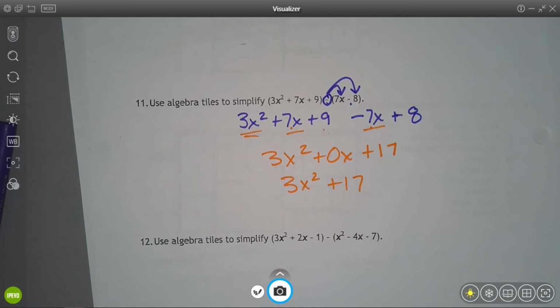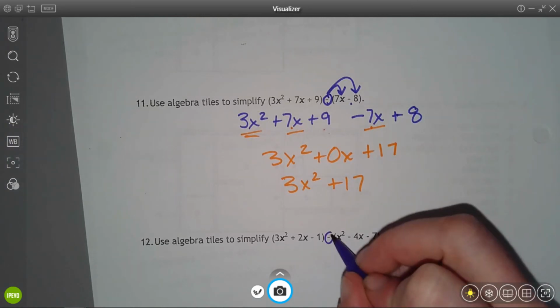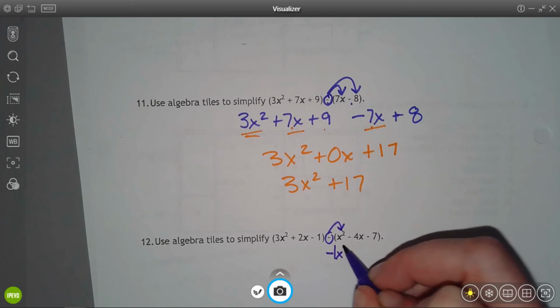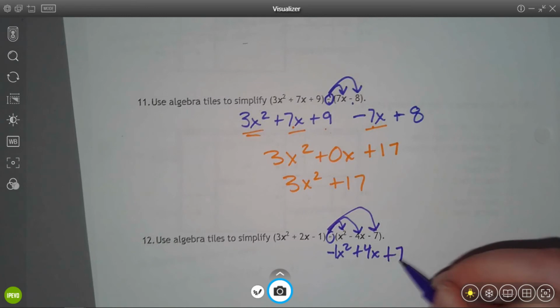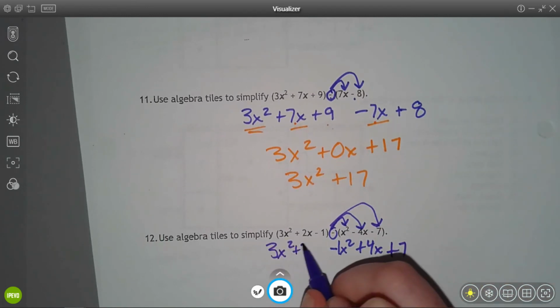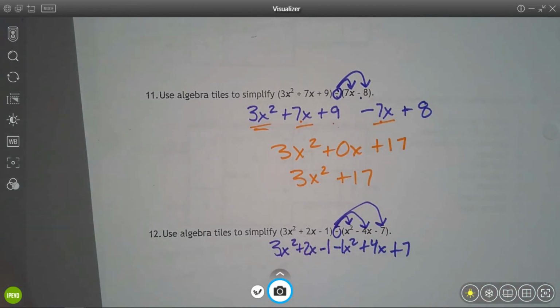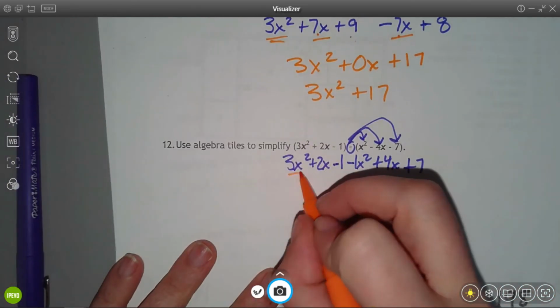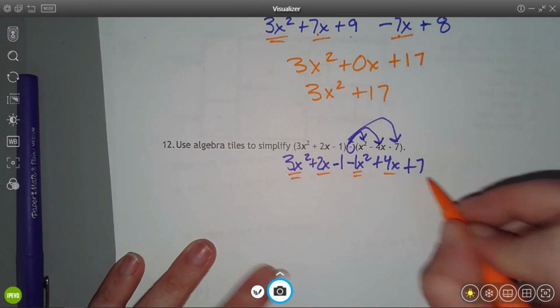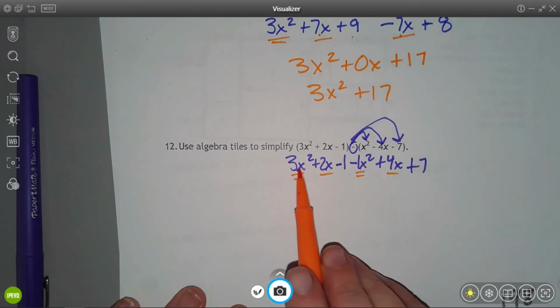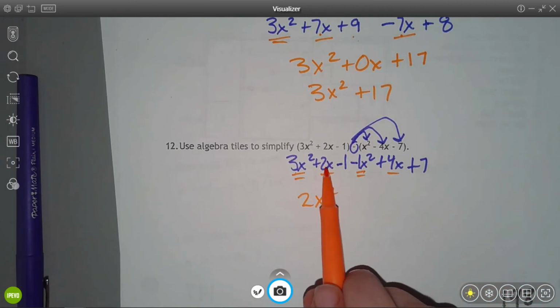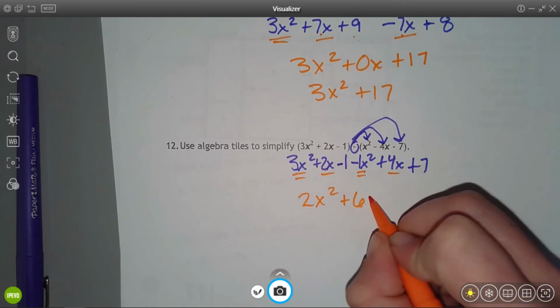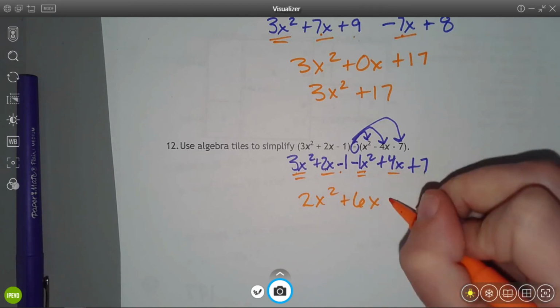Okay? Taking a look at this next one down here. Again, just like before, we need to take this negative and distribute. So that's a negative 1x squared plus 4x plus 7. And I'm going to drop everything else down here. So when I look at my terms, I've got a 2, a 1, a none, a 2, a 1, a none. Let's go ahead and put my 2 terms together. 3 minus 1 gives me 2x squared. My singles, 2 plus 4 gives me a 6x, and negative 1 plus 7 is a positive 6.